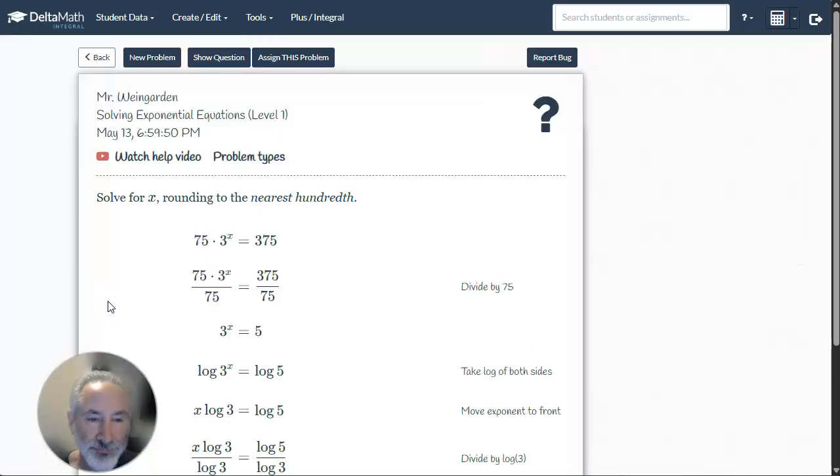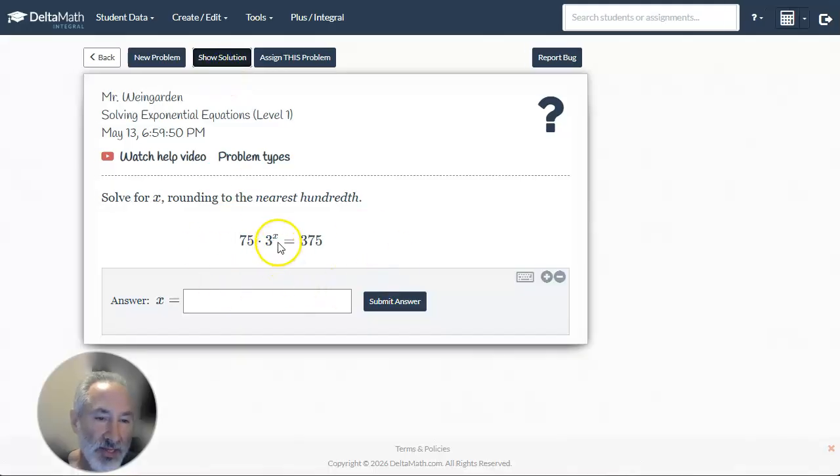So here we go. In this problem, in order to solve it, we've got to get the x by itself. And that means first get rid of the 75, and we can do that by dividing. Even though in the past I showed you a slightly different way to solve this, I'm going to show you how to solve this using the Delta Math method. So we're going to divide both sides by 75. That gets us 3 to the power of x, and that will be equal to 375 divided by 75.